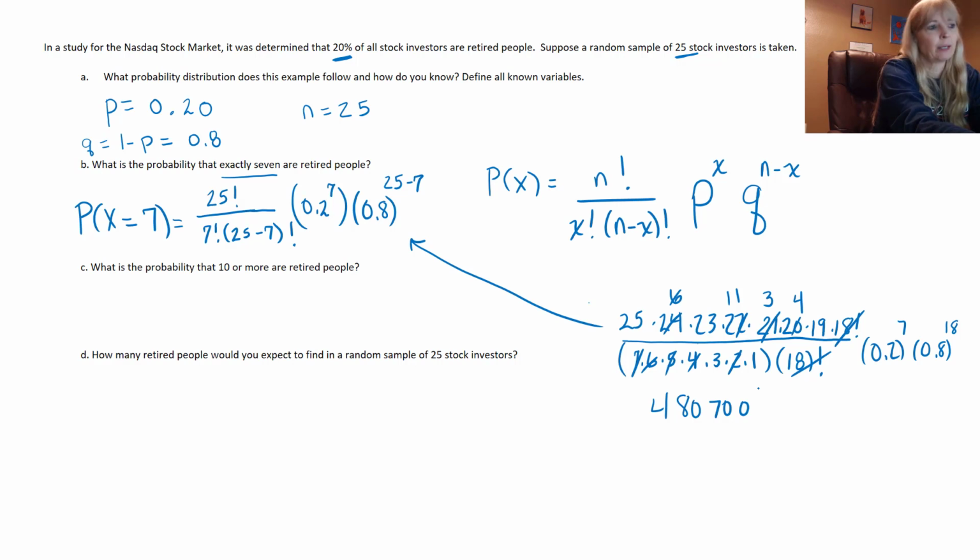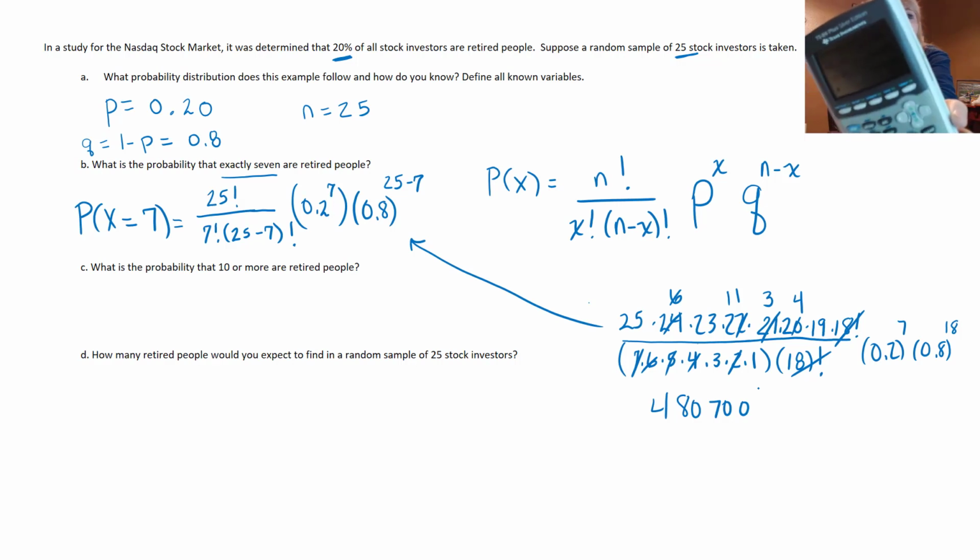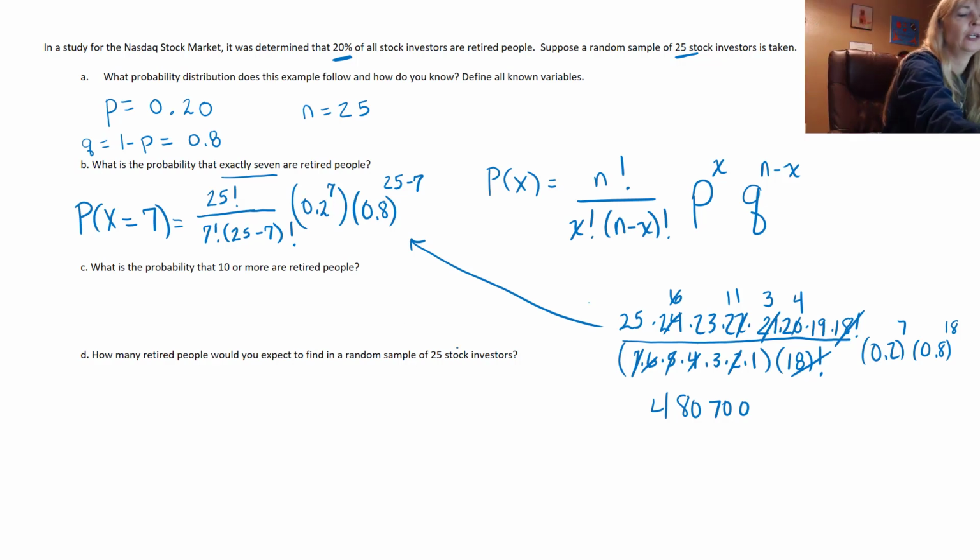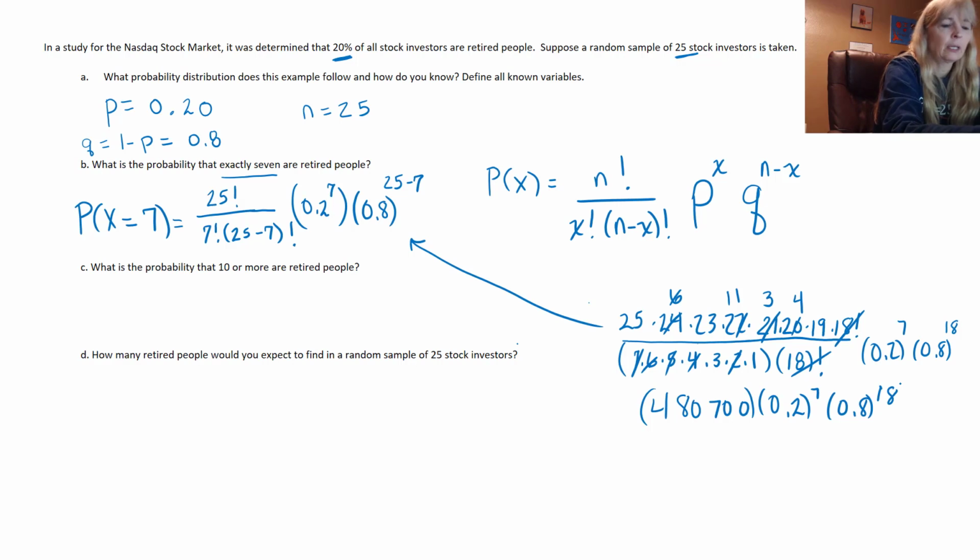And then you can put 7, and hey, I got that. I know you probably can't see, but can you see that? I got that number. So I done good. And so now I'm going to take that and multiply it by 0.2 to the 7th power and 0.8 to the 18th power. So I take that number, 0.2 raised to the 7th power times 0.8 to the 18th.